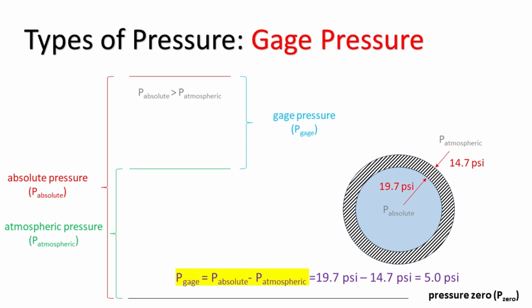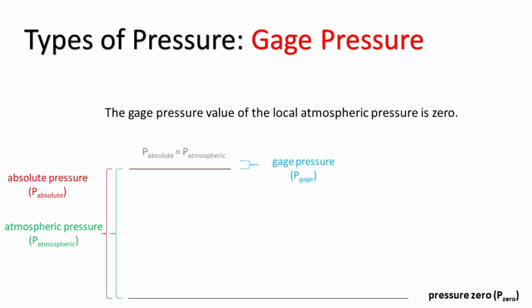If the pressure gauge reads 5 psi and the local atmospheric pressure is 14.7 psi, then the absolute pressure can be calculated as the sum of the gauge pressure and the atmospheric pressure. That is, 19.7 psi. Notably, the gauge pressure value of the local atmospheric pressure is 0.